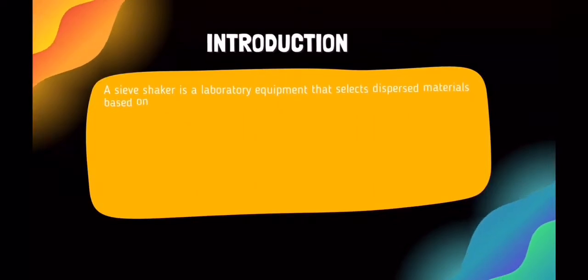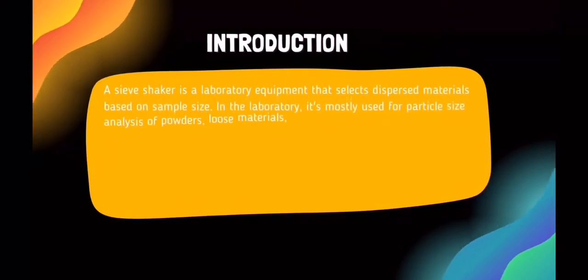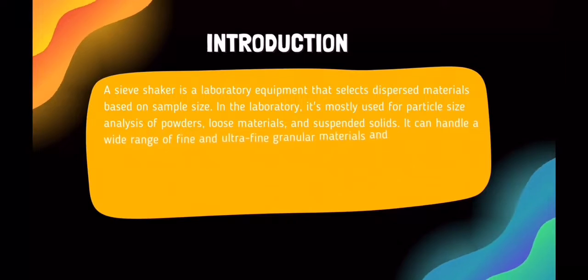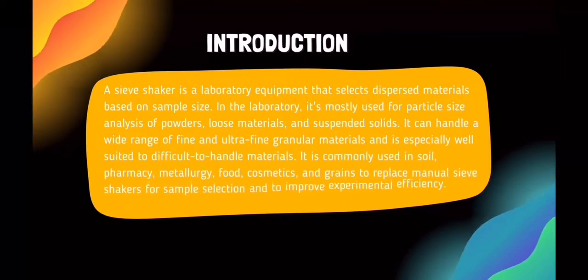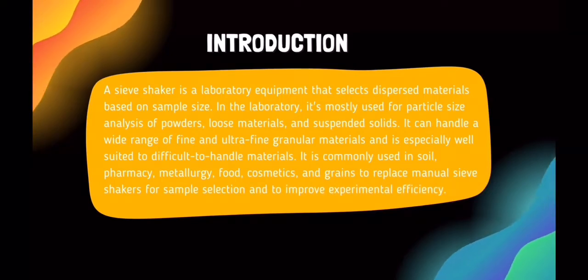For introduction, a sieve shaker is a laboratory equipment that selects dispersed materials based on sample size. In the laboratory, it is mostly used for particle size analysis of powders, loose materials, and suspended solid. It can handle a wide range of fine and ultra-fine granular materials and is especially well suited to difficult-to-handle materials. It is commonly used in soil, pharmacy, metallurgy, food, cosmetic, and grains to replace manual sieve shakers for sample selection and to improve experimental efficiency.